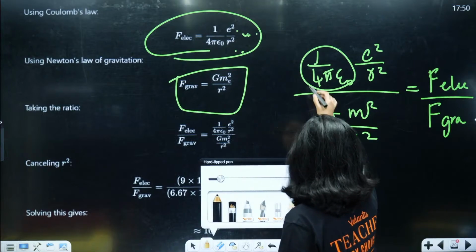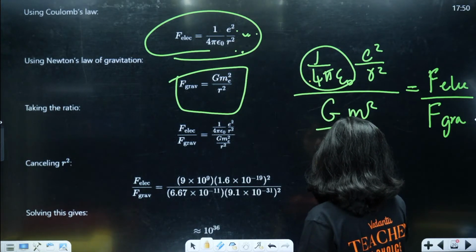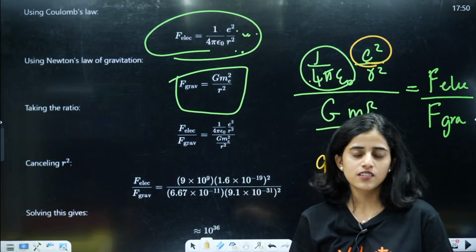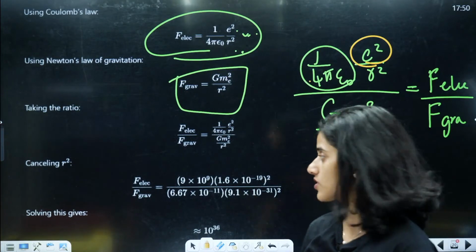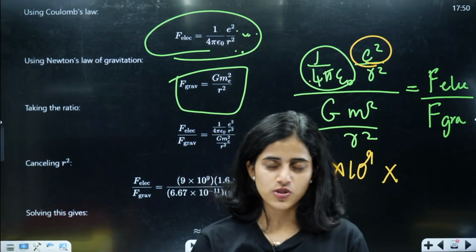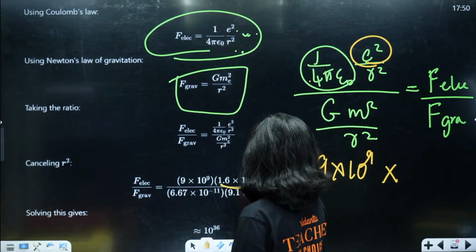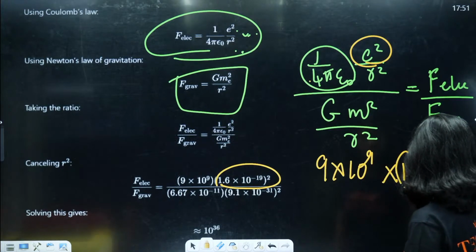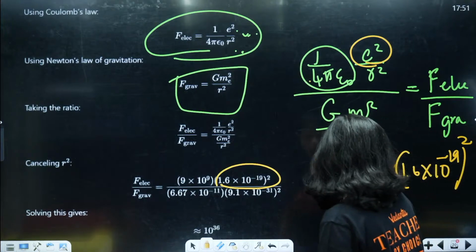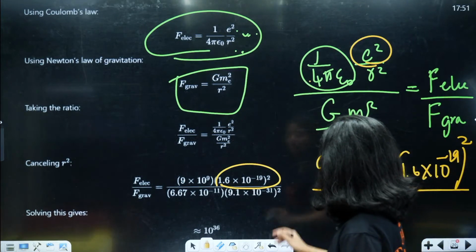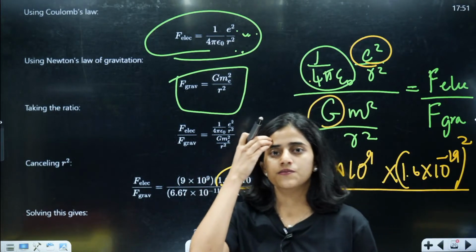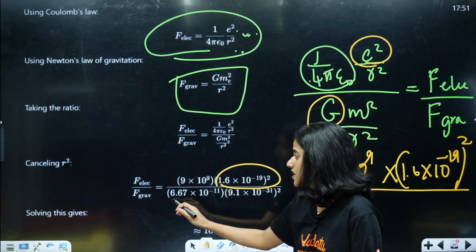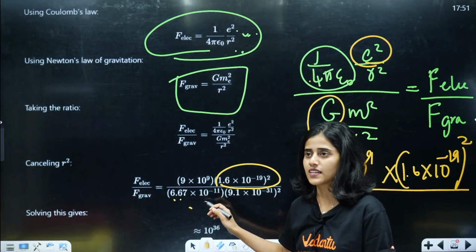So we know the value of this. How much is it? This is 9 into 10 raised to 9 into, we also know the charge of an electron. The charge of a proton we learned is 1.6 into 10 raised to minus 19. Charge of an electron is also the same. An atom is neutral, so it has to have the same charge, the electrons and the protons. So 1.6 into 10 raised to minus 19, and since there are two charges, I will put a square. Divided by the value of G, which you should also learn. The value of G is not gravity, it is the universal gravitational constant, and the value of G is 6.67 into 10 raised to minus 11.